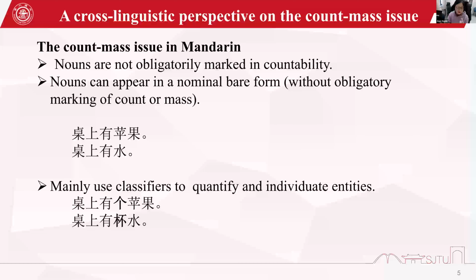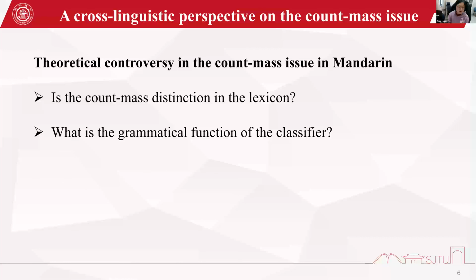Furthermore, we use classifiers in Mandarin to quantify and individuate entities. So we say 桌上有个苹果 and 桌上有杯水. With the classifiers 个 and 杯, the information on quantity and individuation becomes very clear. With these typological features, there is great theoretical controversy regarding count-mass issues in Mandarin. The first question is, is the count-mass distinction in the lexicon? In other words, do 苹果 and 水 mean the same thing as apple and water in English? And the second question is, what is the grammatical function of classifiers in Mandarin?